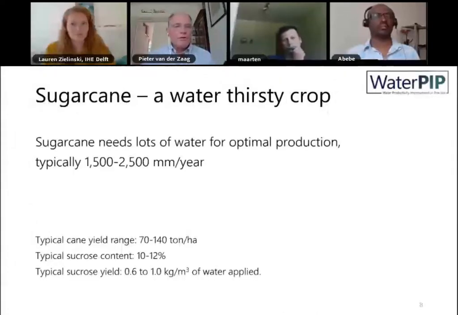Okay, we all know that sugarcane is a thirsty crop. We saw these incredible numbers for Ethiopia. I'm always thinking, okay, I'm 1 meter 90 high, so I will drown in the water layer that is required for a year's crop of sugarcane.